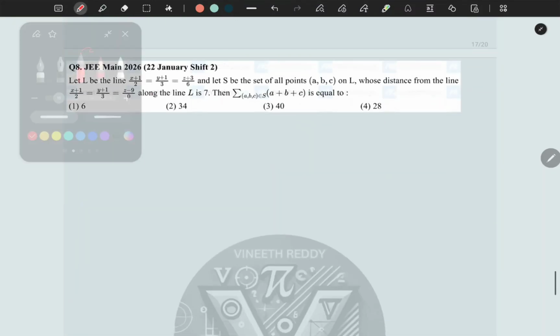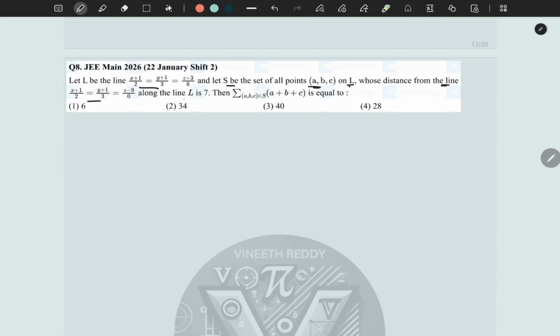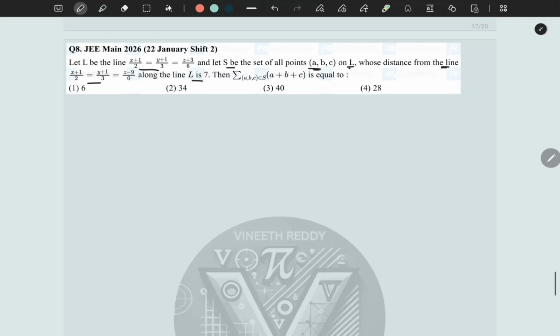Next question says, let L be the line, and S be the set of all points on L whose distances from the line along the line is 7. Then sigma ABC. Now I think this question, so we'll do one thing. Let L be the line. So this line is something like this. It is passing through minus 1 comma minus 1 comma minus 3, and the direction of this line is 2 comma 3 comma 6.